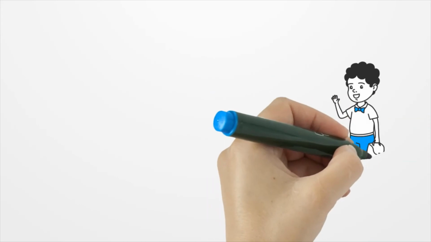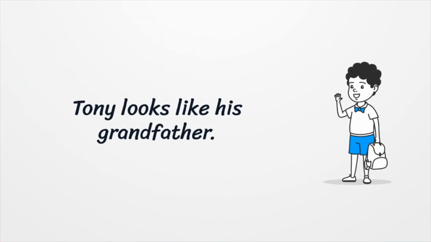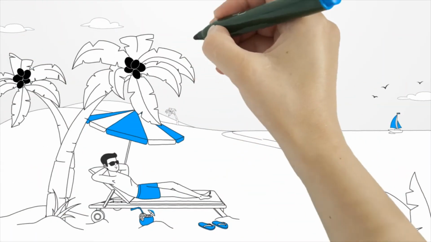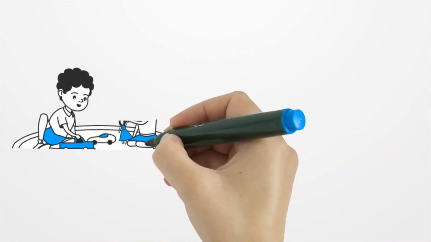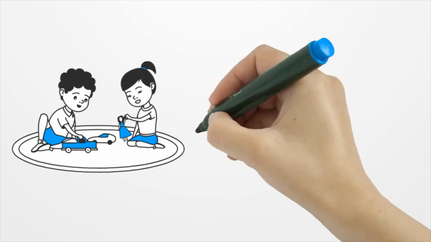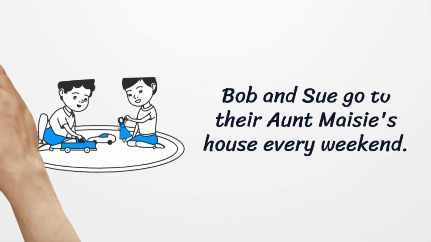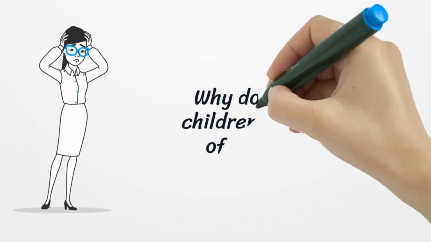Number 5, Tony looks like his grandfather. Number 6, Mom and Dad always take us with them on holidays. Number 7, Bob and Sue go to their Aunt Maisie's house every weekend. Number 8, why do you think children are jealous of each other?